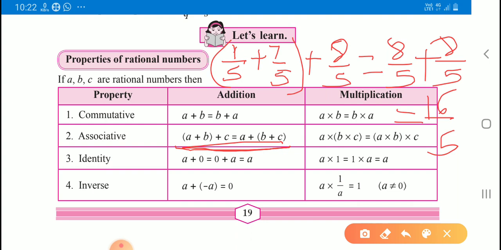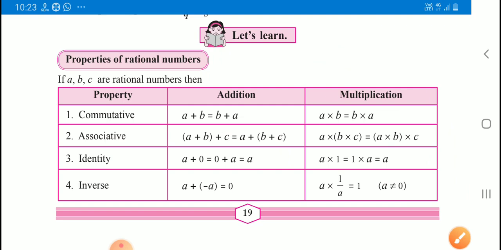We will first add this b plus c. First we are adding the bracket. So 8 plus 7 means 15. So 15 upon 5 plus this 1 upon 5. Again you will get the same answer, that is 16 upon 5. So the associative property for addition is, (a plus b) in bracket plus c is equal to a plus (b plus c) in bracket. We have proved this property.